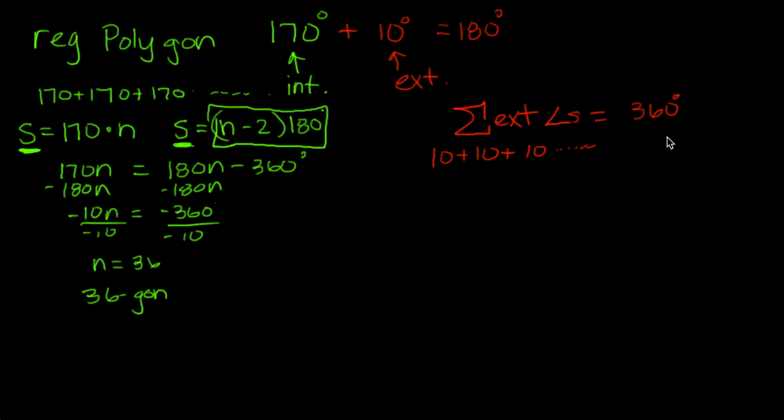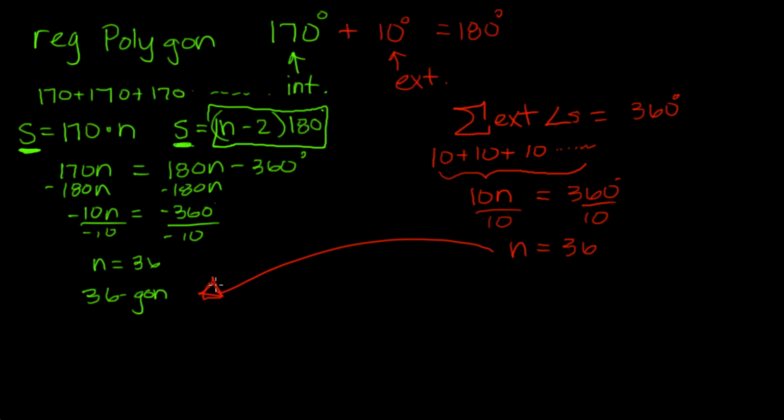The problem is we don't know how many 10s there are. But we do know that there are n sides. So we can take all of the 10s, and there are n of them, and multiply by n. So we can say 10n, all of them have to add up to the 360. Divide by 10, and we find out that n is equal to 36, the same thing that we found right there. So it's just an alternate way, a different way you can approach the same exact question. Instead of looking at the interior angles, you can now take a look at the exterior angles.